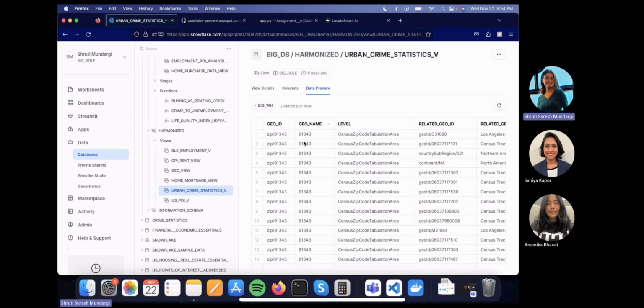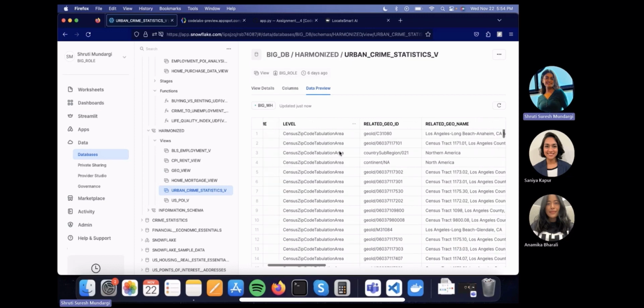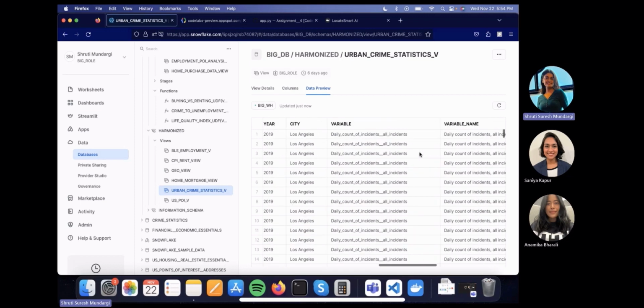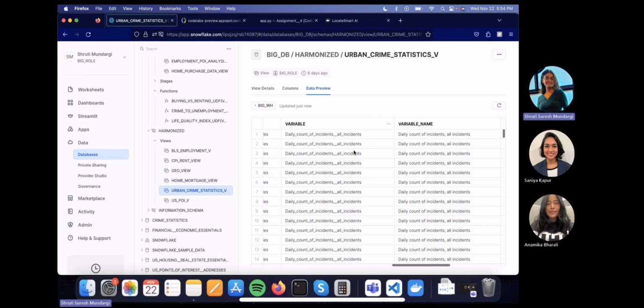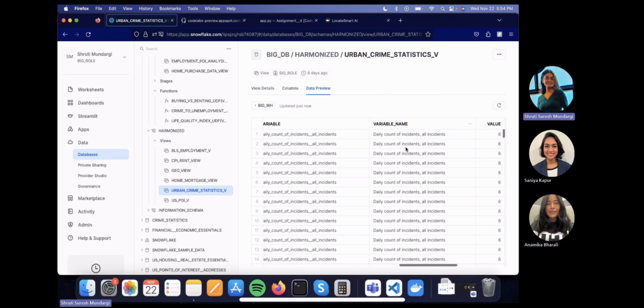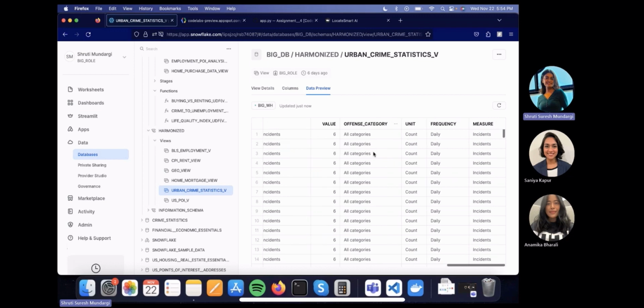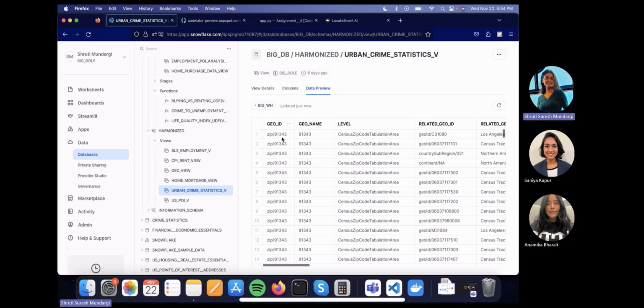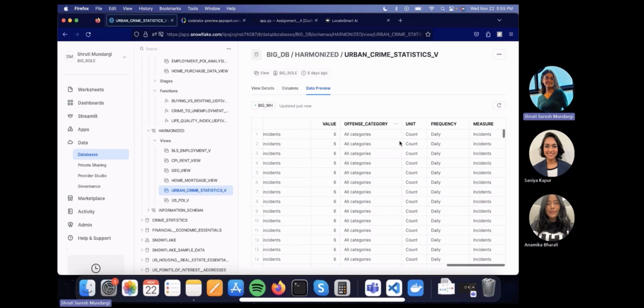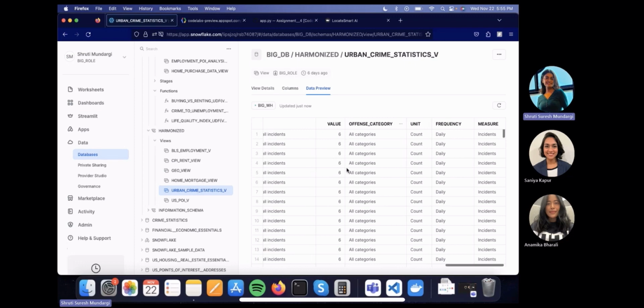Here you can see there is a geo ID and then the geo name. Then there are variables such as the daily count of all the incidents that are happening, the offense category, and the count. Basically, the value denotes the daily count of any incidents that happen. So in the first row, for this particular GeoID, the daily count of incidents is 6. So 6 incidents happened for that particular GeoID.